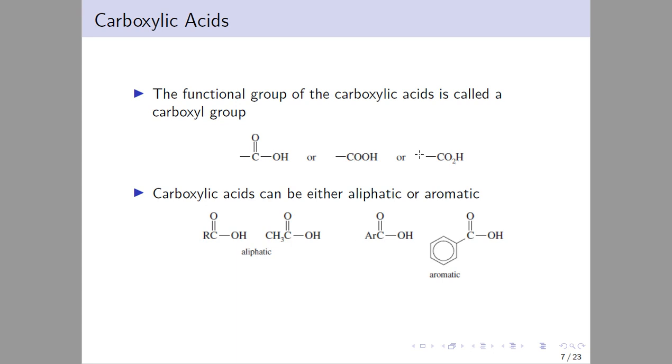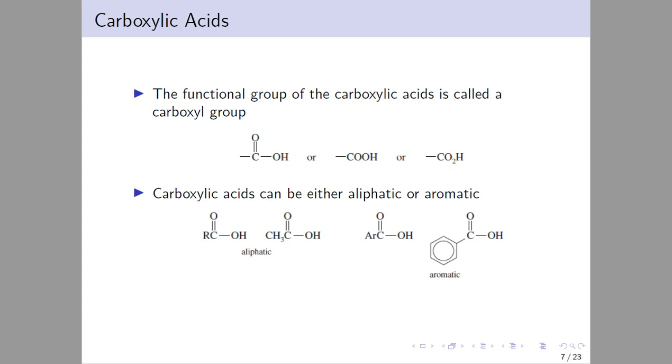So we can write it. It is better to write in this form when we show the structure, and these are for writing. It can be either aliphatic or aromatic. If aliphatic, there is no benzene ring, and if aromatic, we have the benzene ring. So these are the benzene, for example this one, CH3.